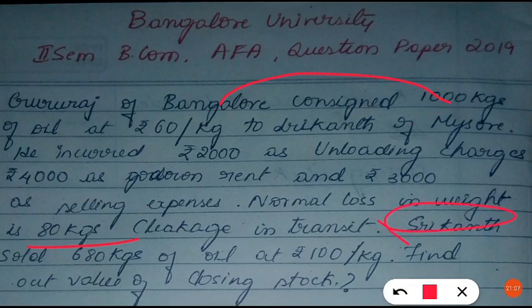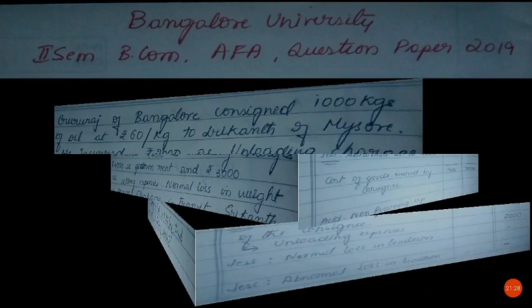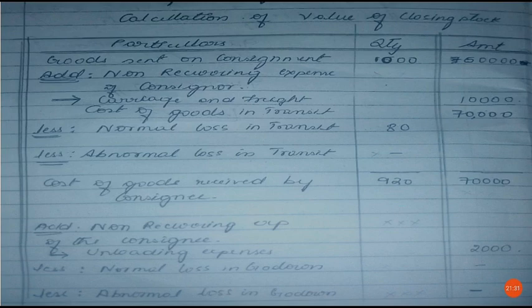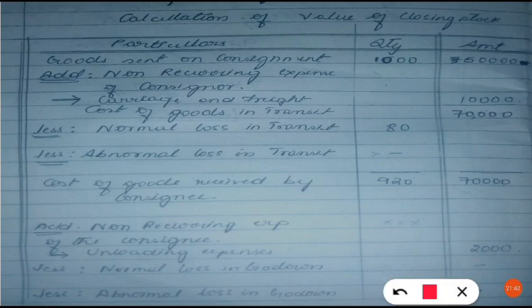Next, Shrikant sold 680 kgs of oil at rupees 100 per kg. Find out the value of closing stock. So this you have to find. How much is left with him? What is the value of the closing stock? As we have already discussed the pro forma, I am not going to tell it again. We are moving forward with the problem. See the problem: calculation of value of closing stock.